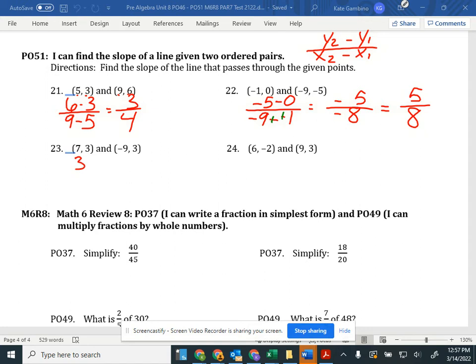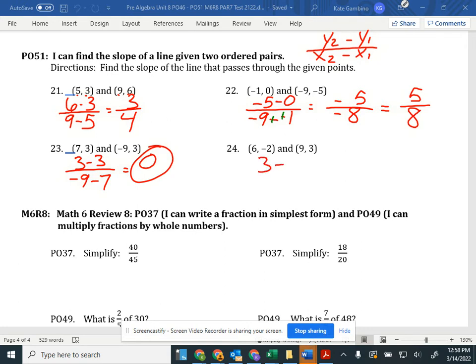Here we have 3 minus 3 over -9 minus 7. 3 minus 3 is 0. I can stop myself right there. If I have a 0 as my numerator for a slope, my slope is a 0. It is going to be a straight line going horizontal.